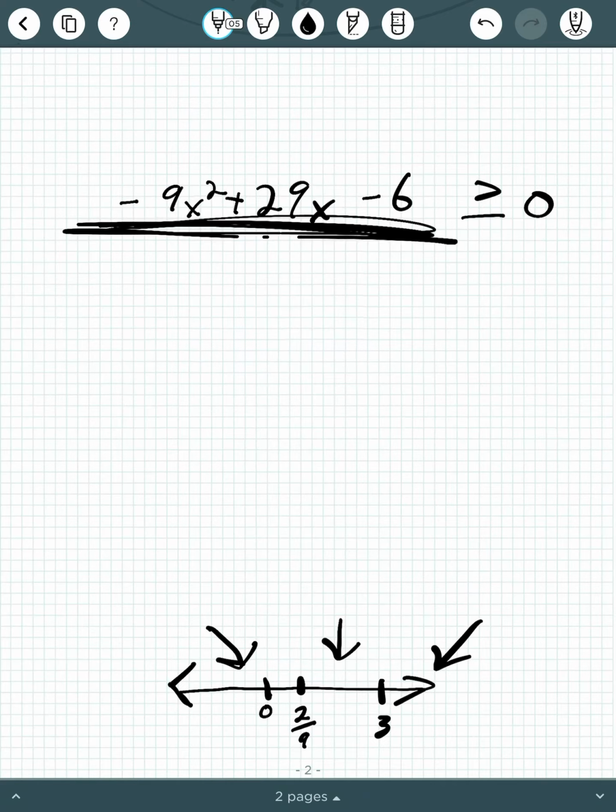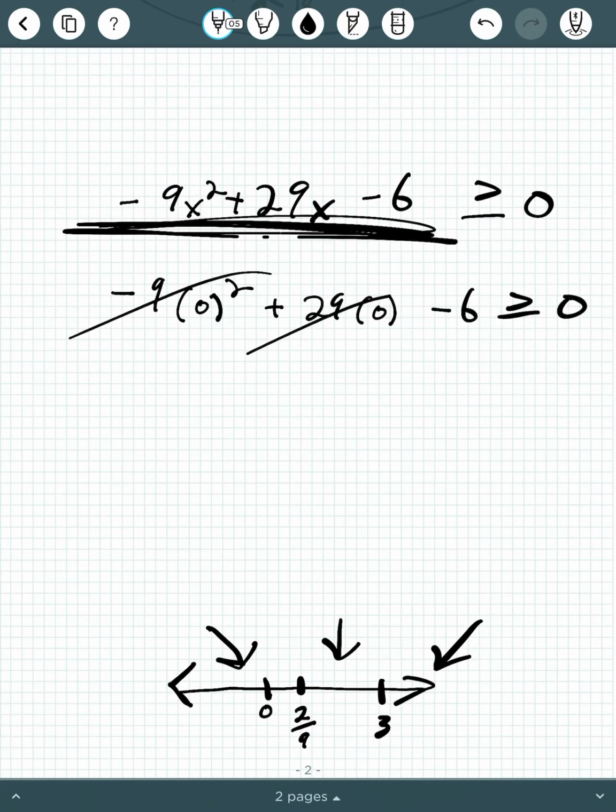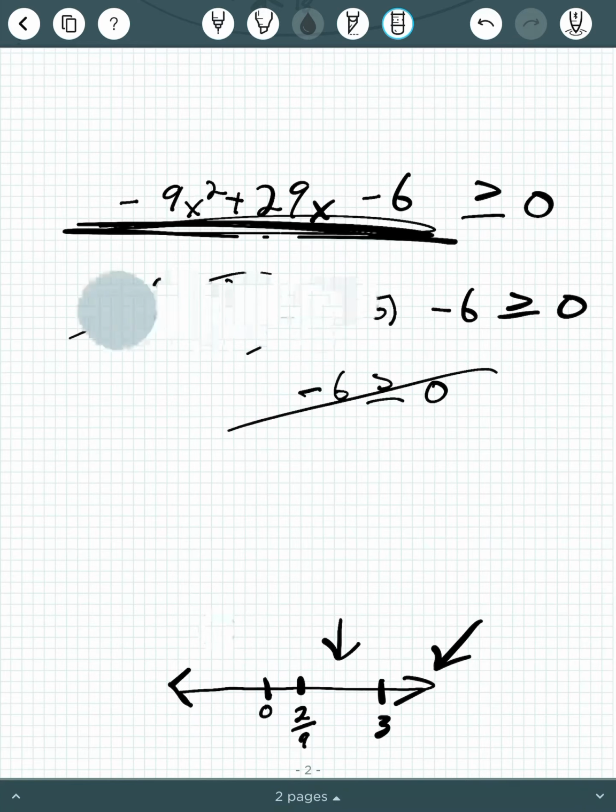If we erase things, so we have a little room to work, I always like to start testing my easy point. I don't know why, call me a lazy math teacher, but I want to start by testing with 0, which would be less than 2/9. So let's do that. Negative 9 times 0 squared plus 29 multiplied by 0 minus 6 is greater than or equal to 0. Well, those cancel out, and we get negative 6 is greater than or equal to 0. That's not true, meaning we won't be shading here.